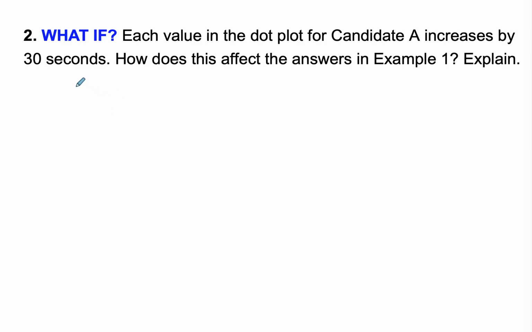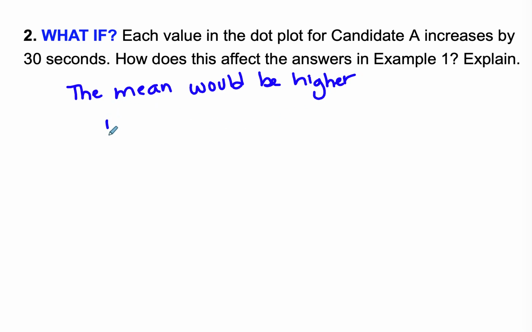All right, so let's check our answers. If everything was increased by 30 seconds, the mean would be higher because all the numbers would be bigger. But the MAD would be the same. The reason the MAD would be the same is the numbers aren't any more spread out than they were before because you added the same amount to all of them.